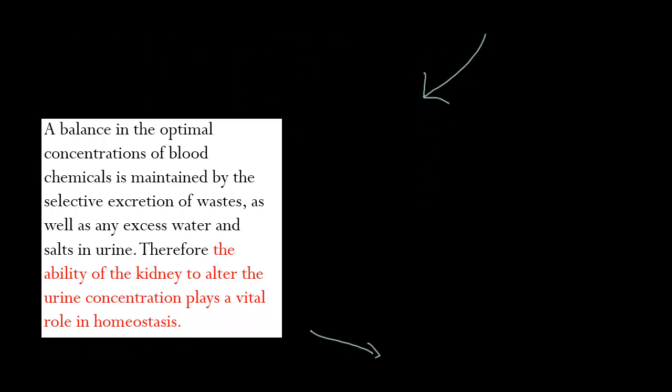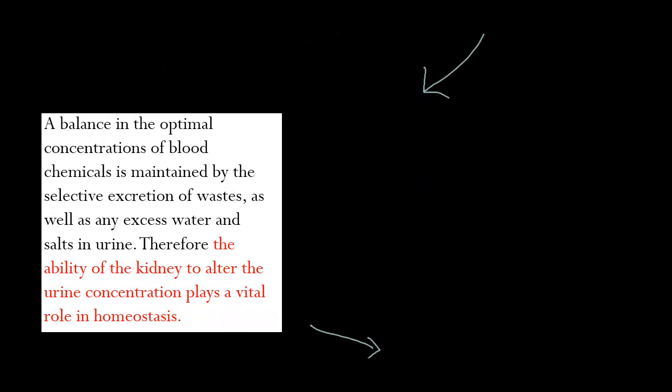Okay, so first off, a balance in the optimal concentrations of blood chemicals is maintained by the selective excretion of wastes, as well as any excess water and salt in urine. Therefore, the ability of the kidney to alter the urine concentration plays a vital role in homeostasis. All this paragraph is really saying is that the kidney allows for a balance to be maintained inside our system, and that is through the maintenance of selective excretion of wastes, as well as excess water and salts in the urine. Okay, so let's move on.